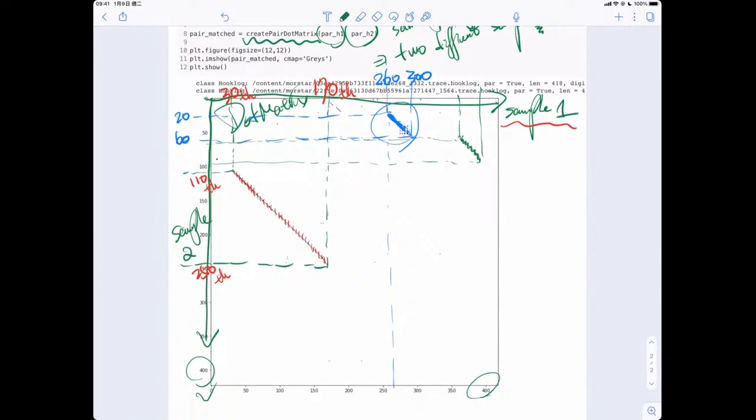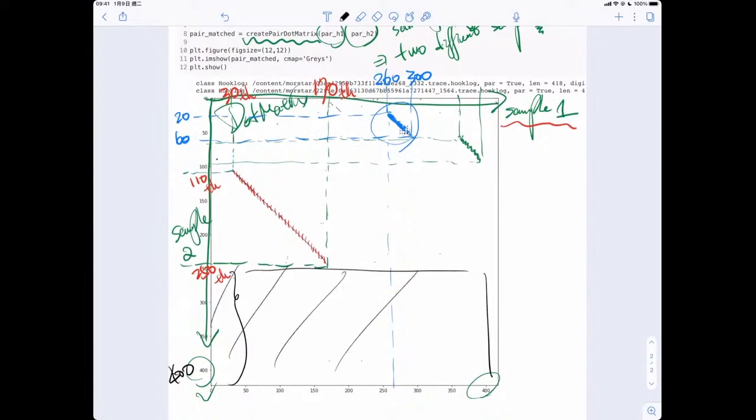However, as you can see, we use the black color for the rest of the sequence, from maybe 250 to 400, right here. Sample 1 and sample 2 do not have commonly shared subsequence in this area.